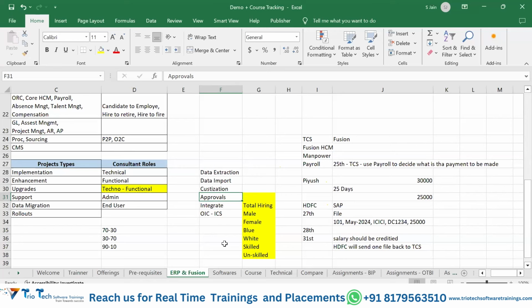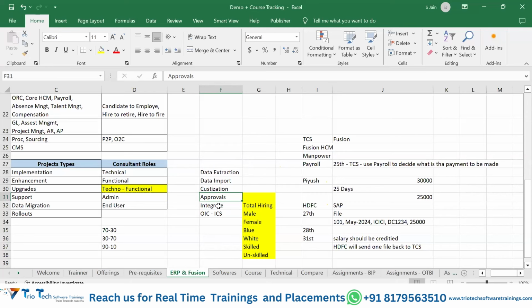Suppose an invoice is getting created, and if the invoice amount is less than $10,000, it should be created instantly. But if the invoice amount is greater than $10,000, it should be approved by the procurement head. That is the business requirement. So as a technical consultant, we will be working on building these sorts of approvals.